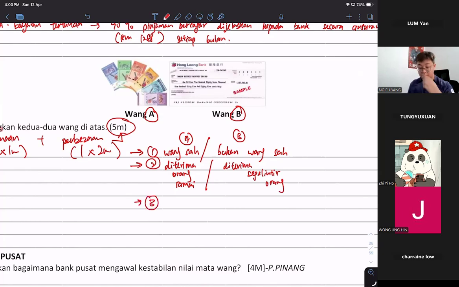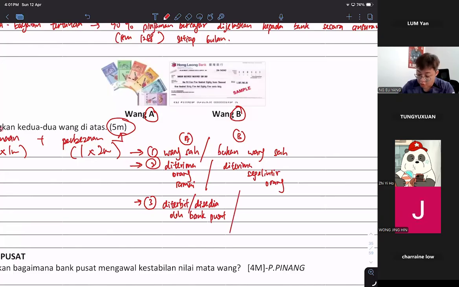Do we have another third point? Yes. So other than diterima umum, we're using the iktiraf. What is the iktiraf? Recognized by who? Authority, which is wang sah for A, the wang kertas. Don't try to use dikeluarkan. We are trying to mention as diterbitkan or disediakan, which means printed or disediakan sedia oleh bank negara or bank pusat. Bank pusat.